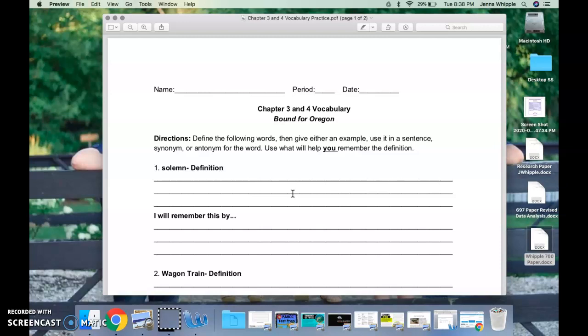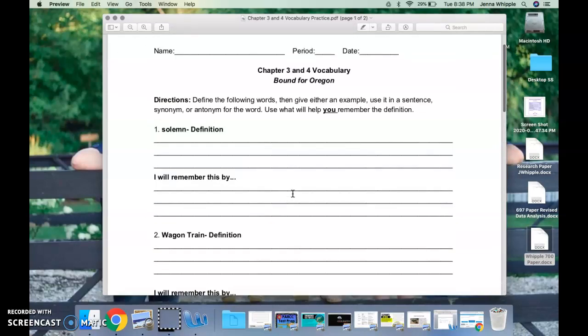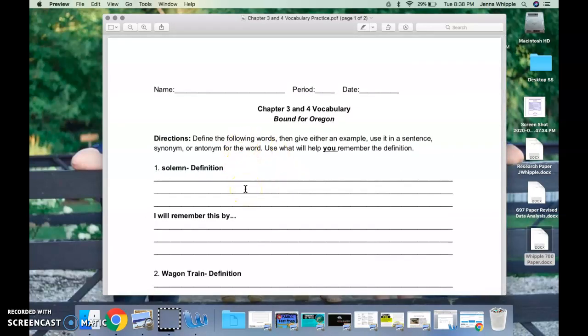Then I will remember this by, and then you'll say how you can remember the definition. What will you use to help you remember? If I use my sentence, solemn man, if I think about a funeral director, they're pretty serious. They're not always happy. So I know that solemn means serious and not happy. That's how I could remember it. That's what you want to do for the 6 vocabulary words this week. If you can't find a synonym or an antonym, for example, don't do those. Use it in a sentence or give an example of it.